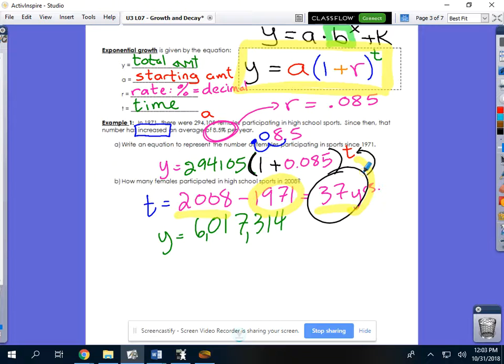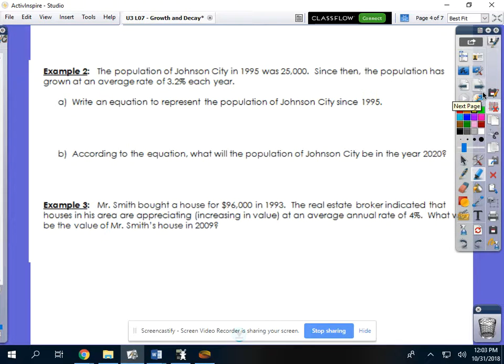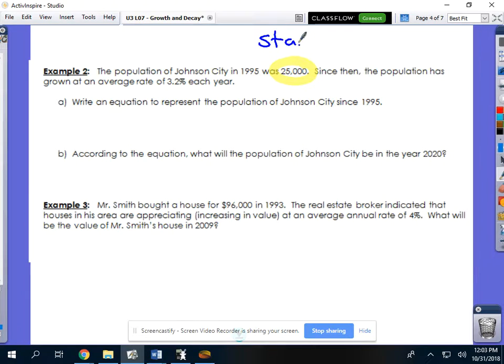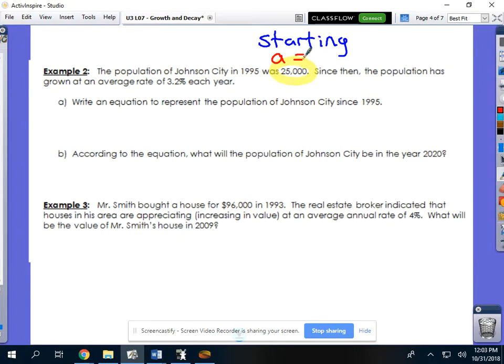All right. So we did one example in class, but now I want to look at some more examples with you. I'm going to work this one just to keep us going, and then you guys are going to try example 3 on your own. So let's highlight some important information here. It says that the population of Johnson City in 1995 was 25,000 people. I'm going to highlight that because you should be realizing they're immediately telling you what your starting population was. So what they're really saying is that A equals 25,000.